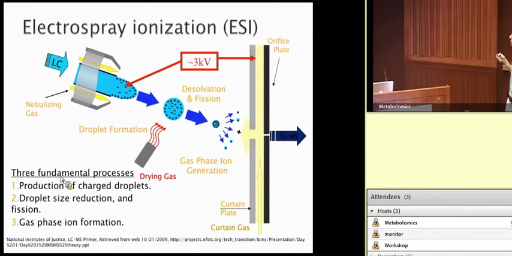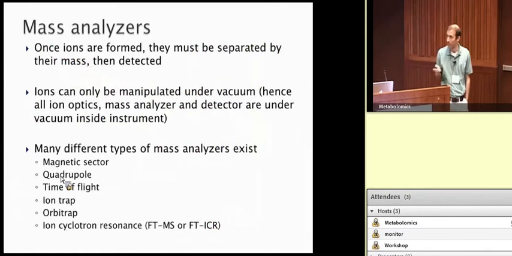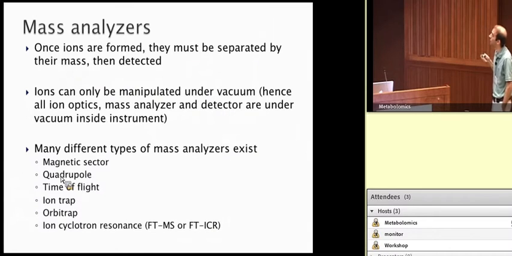Charged particles move in an electric field. You use that, and also just gas dynamics. You've got vacuum inside the instrument. You have atmospheric pressure outside. Those ions get drawn inside the instrument, and voila, we have ions inside of our instrument, and we can do something with them. So what do we have to do? We have to analyze them by their mass. And so there's a variety of different mass analyzers that do this job.